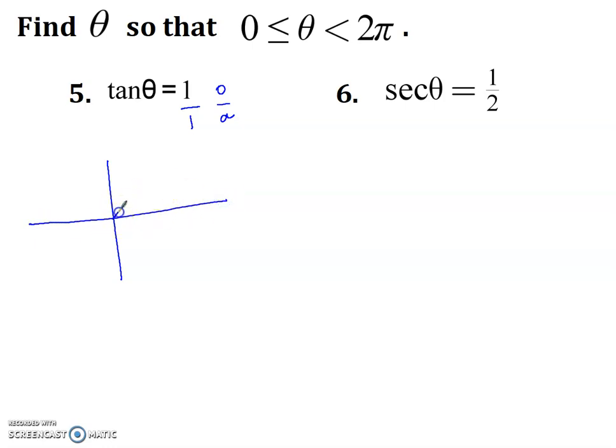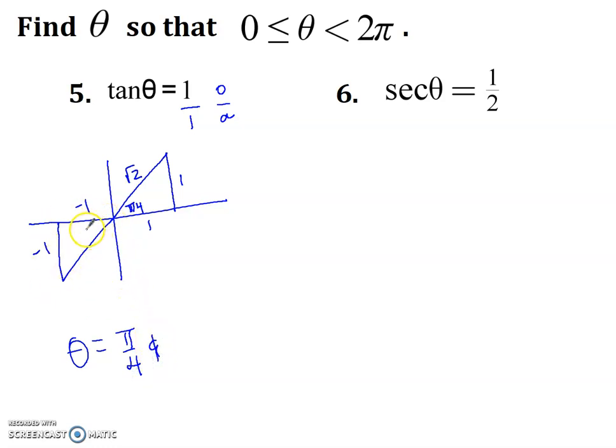Okay, so tangent is going to be positive in quadrants 1 and 3. That's where our adjacent and our opposite have the same sign. Here they're both positive. Here they would both be negative, so opposite over adjacent would still give us that +1 tangent value. So this is a 45, 45, 90. So that makes my reference angle pi over 4. So in quadrant 1, that'll just be 1 pi over 4.